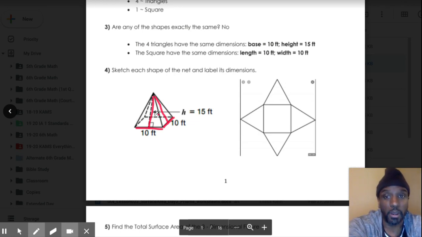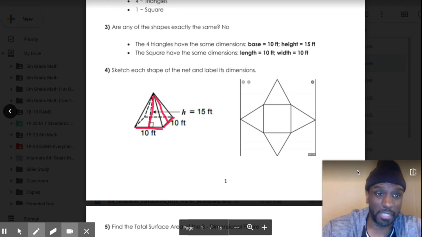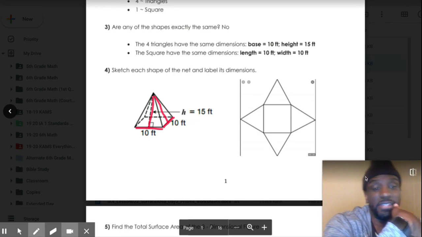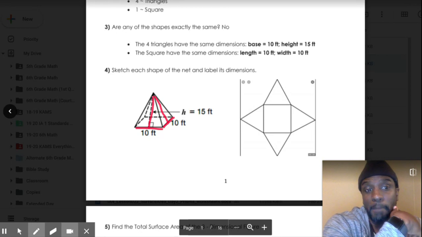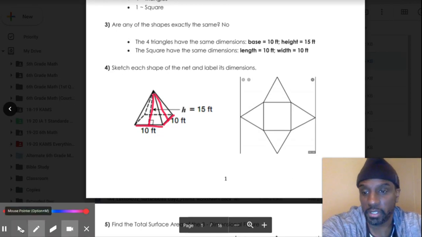Okay, so they all meet up as an apex. You have 4 triangles and you have 1 square base. So you're calculating the area of a square base and the area of 4 triangles that all have the same dimensions. They all have the same height. They all have the same base, okay? So let's look at this. Moving up.